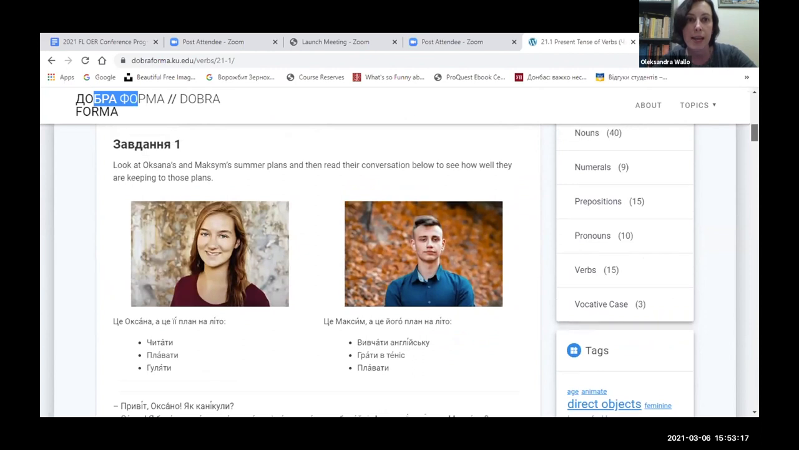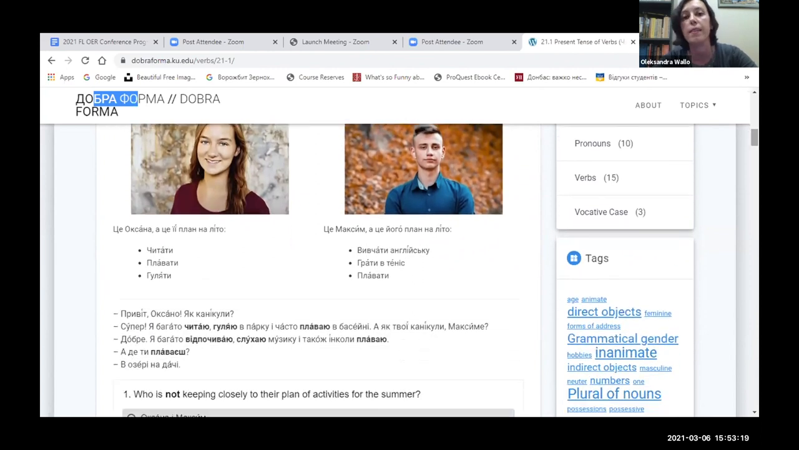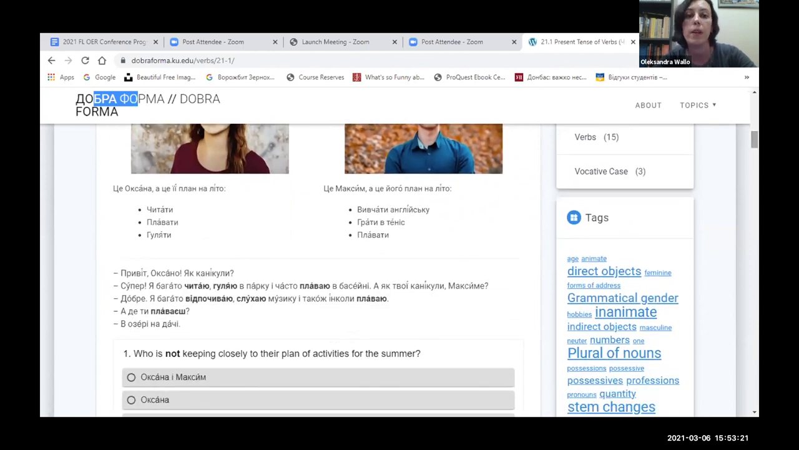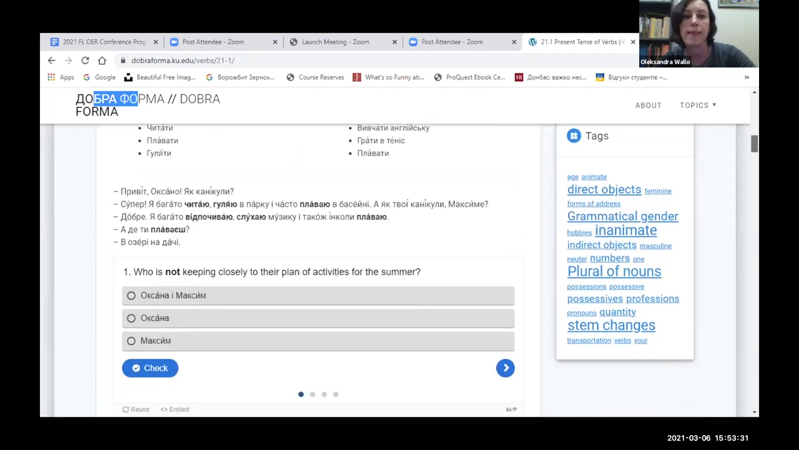So in this first task, you see two students, they're discussing their plans for the summer and what they are doing in the summer. And you see that there are only two present tense forms being introduced in a dialogue in context. And then the dialogue is followed up by questions that are both content questions and grammar questions. And the grammar questions encourage students to pay attention to form. And here is an example of one grammar question.